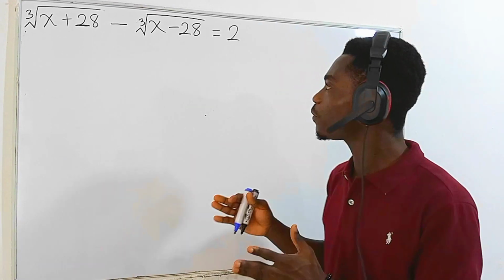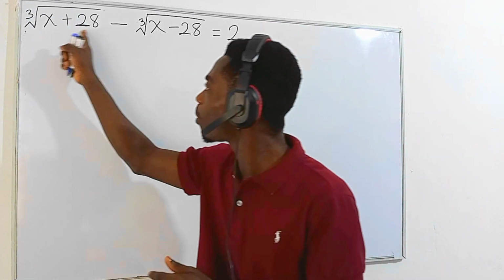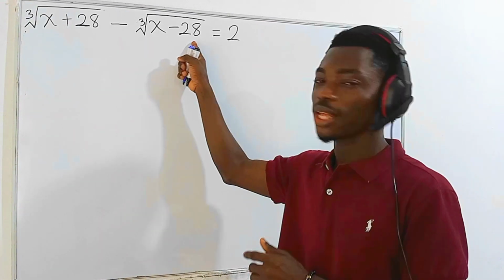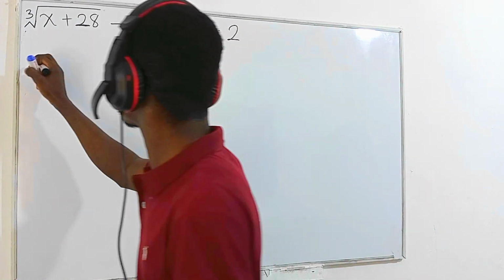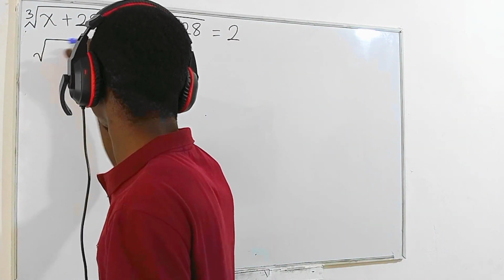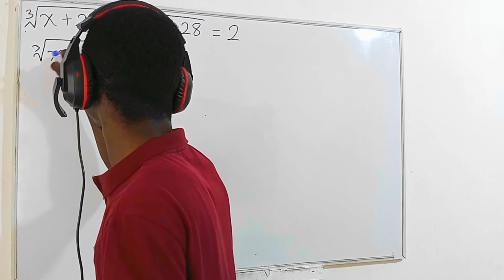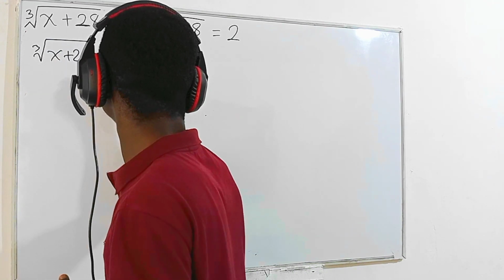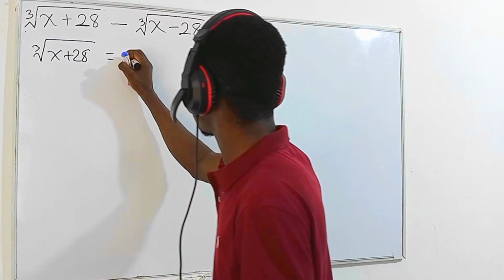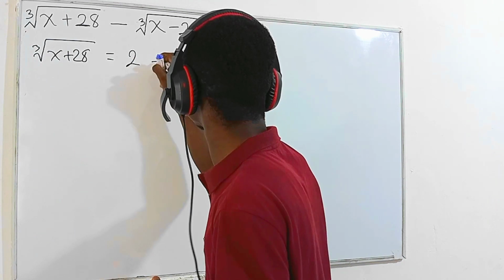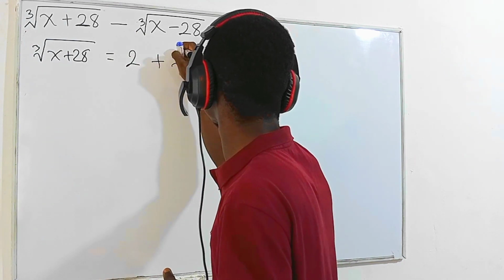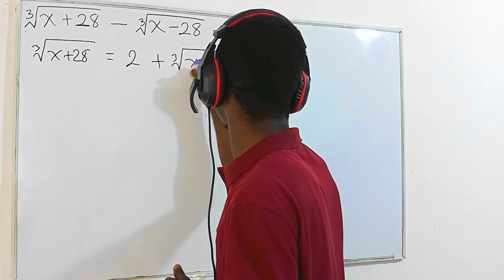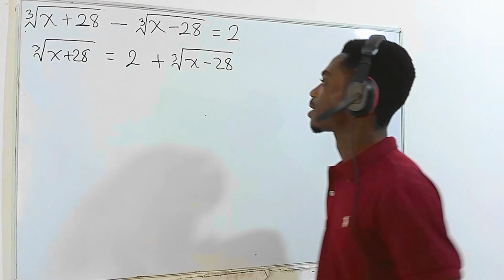In fact, the very first thing I will do is keep the whole of this term and then transpose this. So we are going to have cube root of x plus 28, and this is equal to, already we have 2 there, I'll put it there nicely, then plus, transposing everything, we will have plus cube root of x minus 28. Pretty nice.